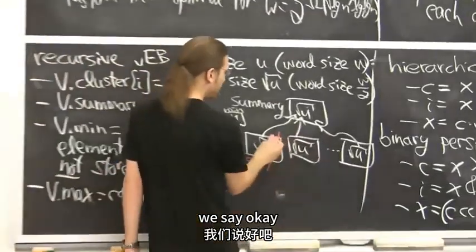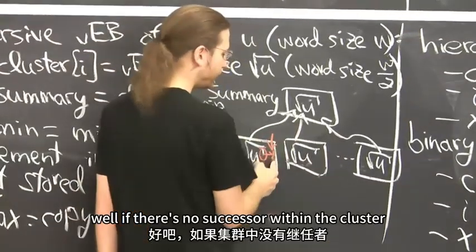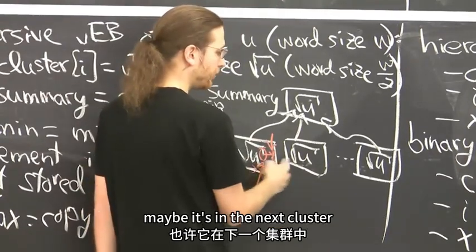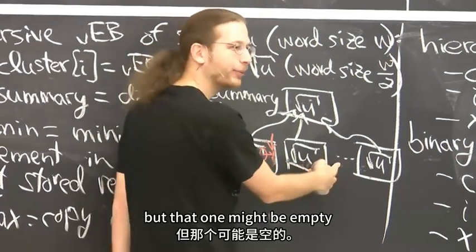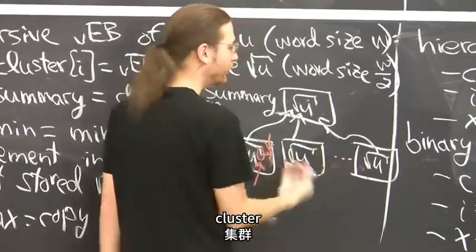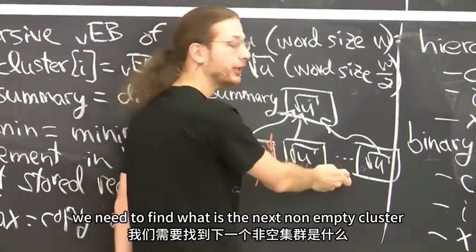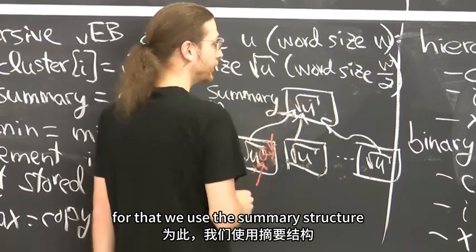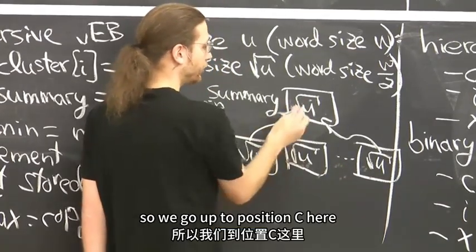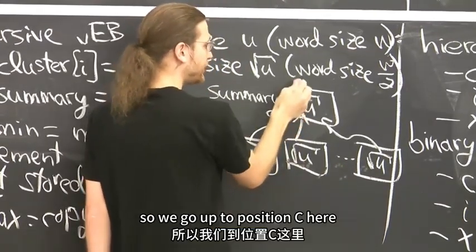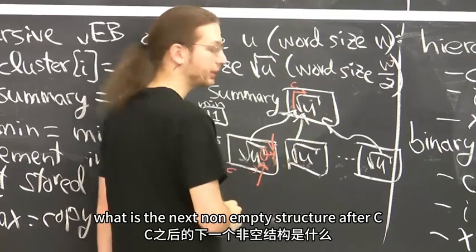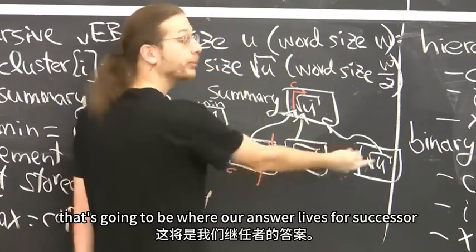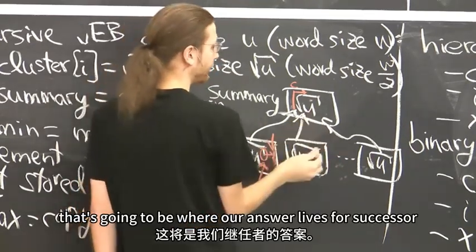We say, okay, if there's no successor within the cluster, maybe it's in the next cluster. Of course, that one might be empty, so look at the next cluster. We need to find the next non-empty cluster. For that, we use the summary structure. So we go up to position C here. We ask, what is the next non-empty structure after C? Because that's going to be where our answer lives for successor.